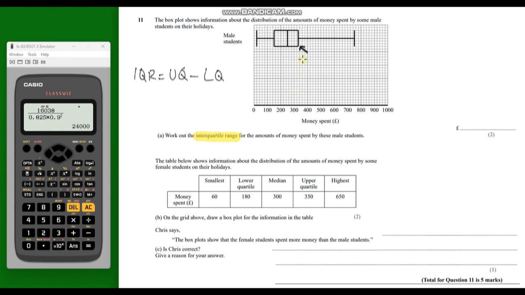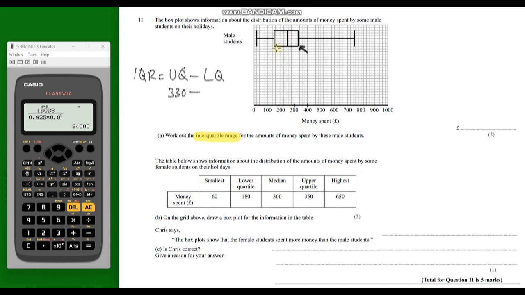Now the graph is quite small, but I can see this is 300, this is 400. There seem to be 5 squares between these two values. So each square must be £20. So if I just go up to here, that's 300. So that will be 320. So it's going to be between 320 and 340. I'm just assuming that's halfway. So I'm going to say that's 330. So the upper quartile will be 330.